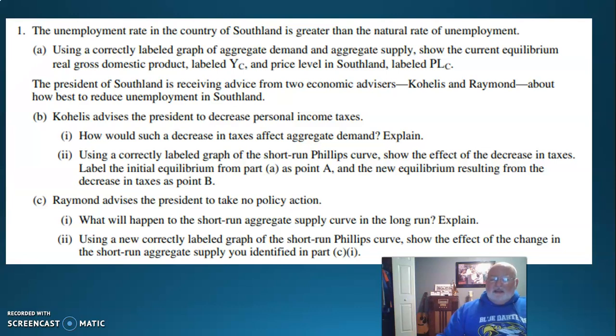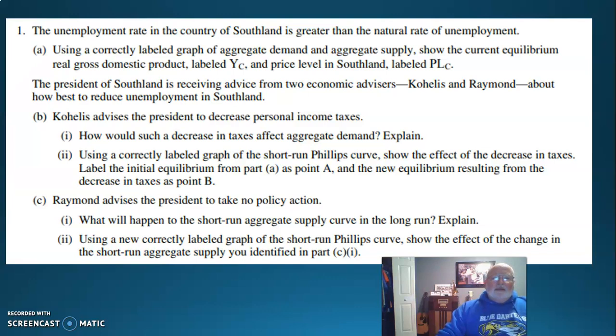You need some facility with these graphs, and we're kind of feeling ripped off that we went 2 or 3 weeks thinking that you didn't have to know these graphs, and now we're finding out they're putting questions about the graphs on the exam. Anyway, so they're in a recession, and the president of Southland is receiving advice from two economic advisors, Cohilis and Raymond, who I guarantee were people on the test committee, about how best to reduce unemployment in Southland. It's actually a pretty easy question here.